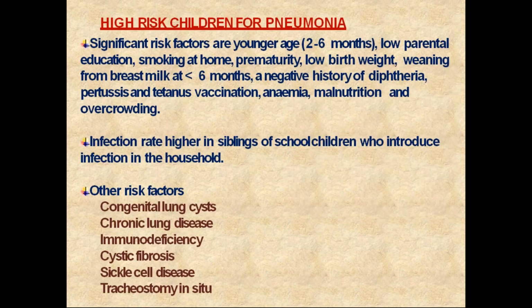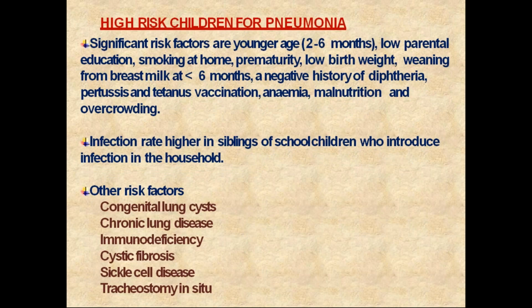Children are usually considered high risk in acquiring pneumonia, mainly at 2 to 6 months of age. And also, if any parent is working at home, or if a child is born prematurely, or with low birth weight, or if the child is given breast milk for less than 6 months, all of these may influence the appearance of pneumonia. Infection rate is higher in siblings of small children.